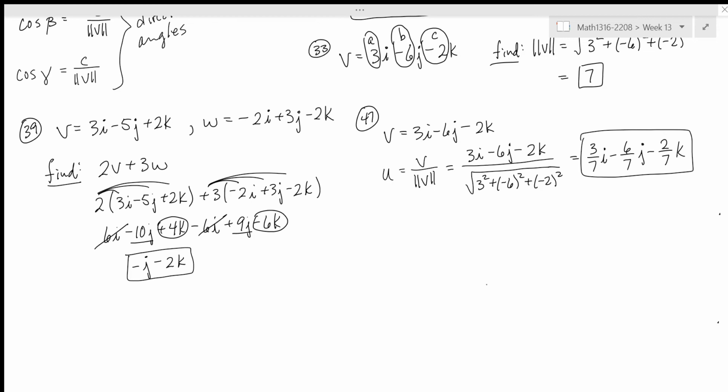Any questions about finding a unit vector? Anybody want to do another one? How do you do j and k in the calculator? You don't. On the Casio, you can't do a j and a k. Let me look at the calculator real quick. It has A, B, C, D, E, F, X, Y, M. I don't see a j and a k. So unfortunately, I don't think that's going to work.